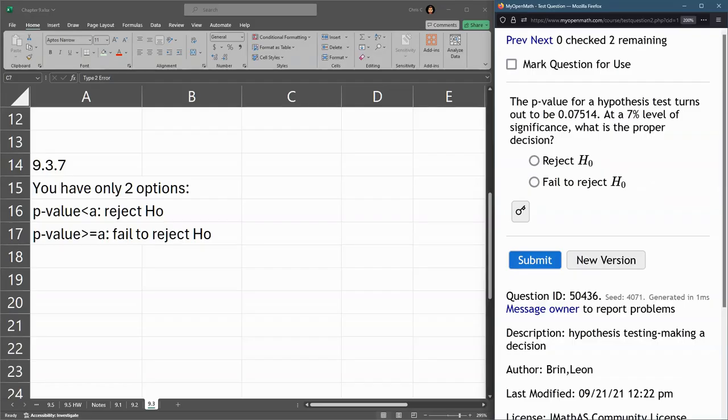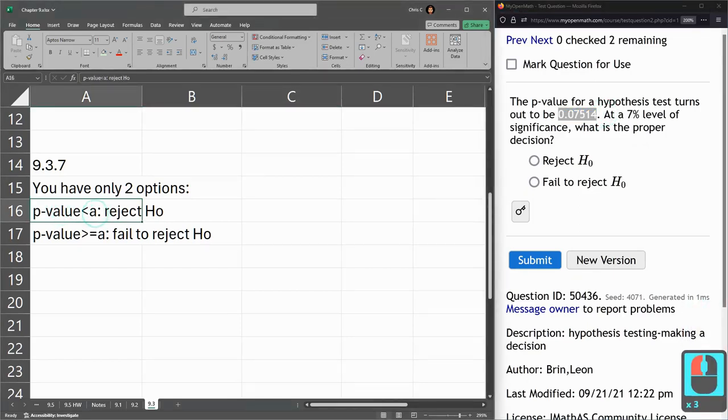Deciding to reject or fail to reject the null hypothesis is a very easy decision when all you're given is the p value and the confidence or alpha level. You're looking to see which one is lower. Remember, usually the confidence or the alpha is given as a percentage. You just have to remember this is 0.07, and we're comparing it to that number. If the p value is less than alpha, you reject. If the p value is greater than or equal to alpha, you fail to reject.